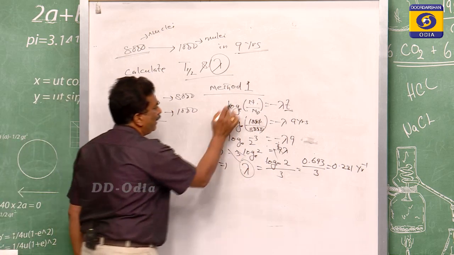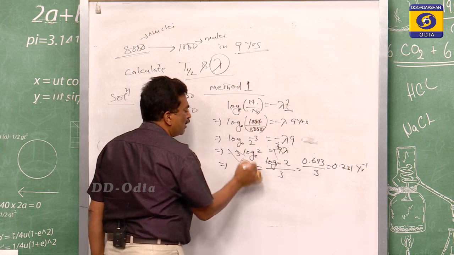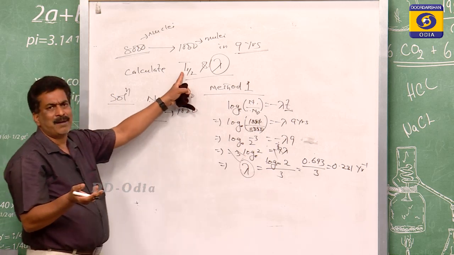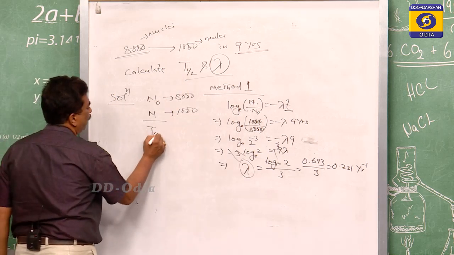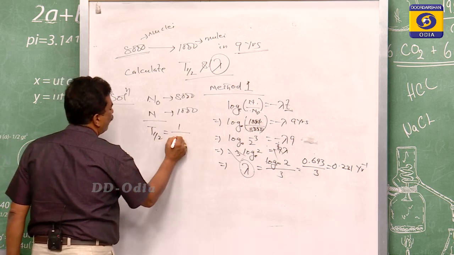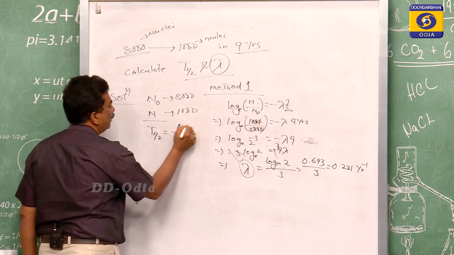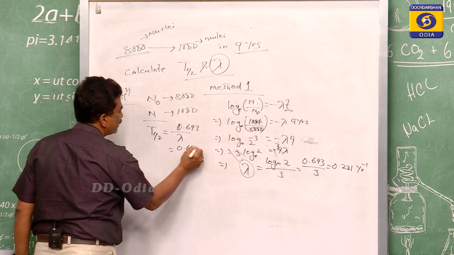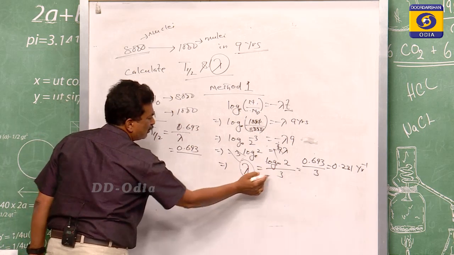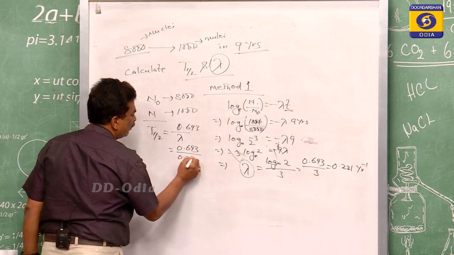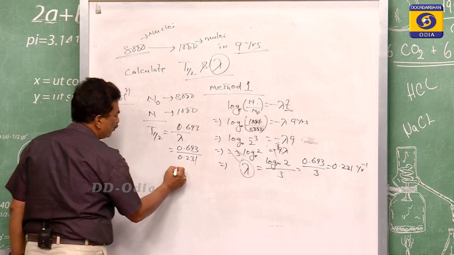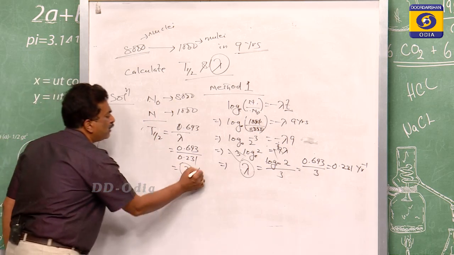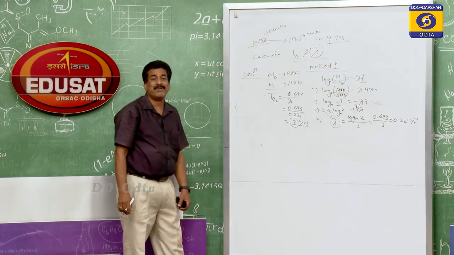I said yesterday, I gave this formula and you put in the values, first determine lambda. If lambda is known, then you can find the half life. So what is the formula? T half is equal to 0.693 by lambda. Lambda is equal to 0.231, so 0.693 by 0.231 is equal to 3. So the half life is 3 years.